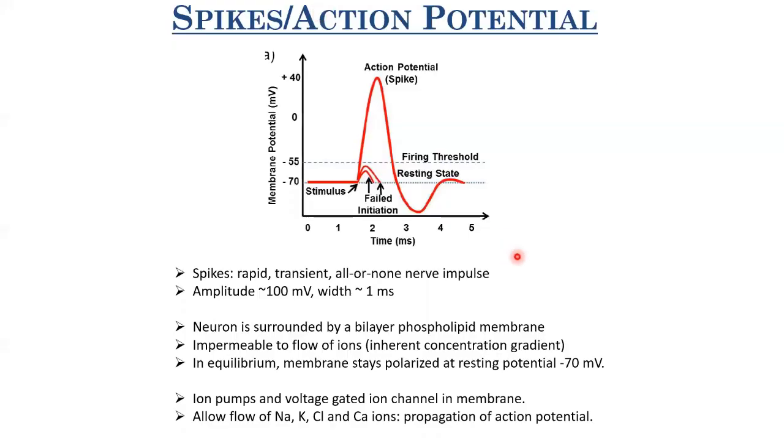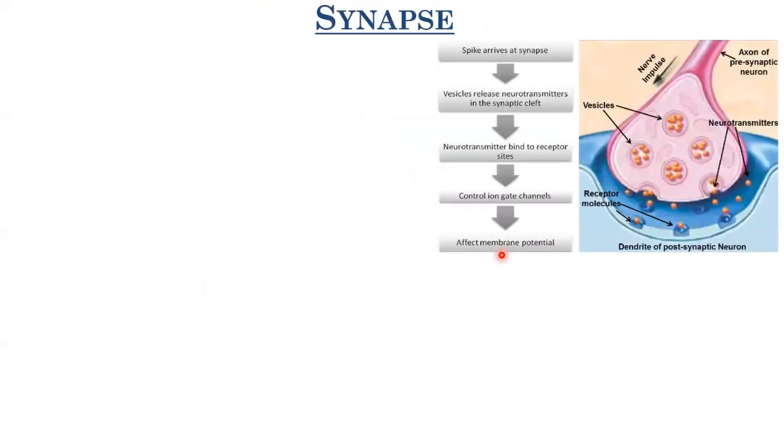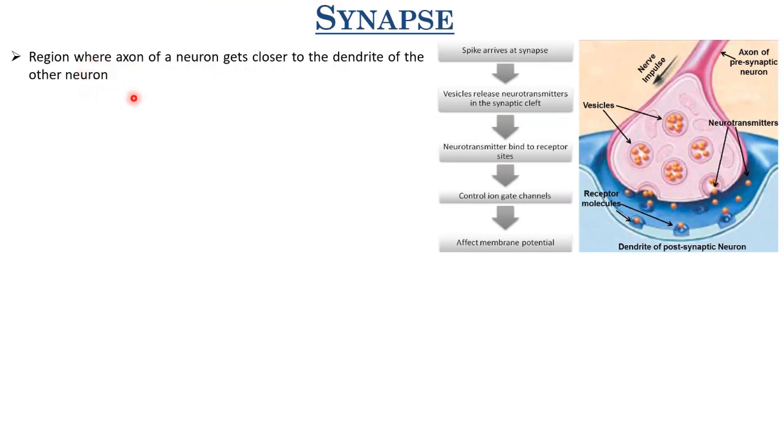Now let us discuss how this kind of action potential transmits between the neurons through the synapse. So what exactly is a synapse? A synapse is nothing but a region where the axon of a neuron gets closer to the dendrite of the other neuron. The action potential flows through the axon of one neuron, and then flows to the dendrite of the other neuron. So it acts like a communication channel, or a conduction medium, between the neurons.